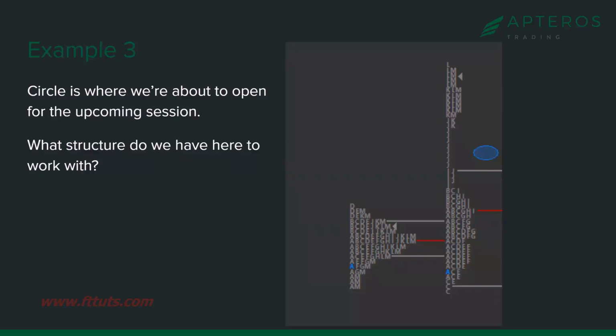Example 3, circles where we're about to open. What structure do we have to work with here? We can see the prior 2 days. It is in between the distributions from day 2.